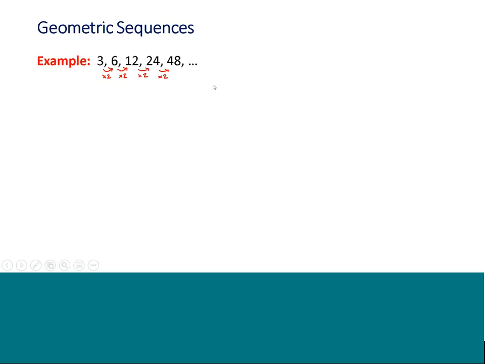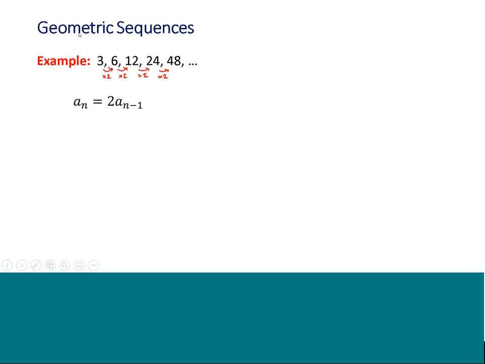Now, why would I actually do this more than once? There are some sequences where to get the next term, maybe between these first two you'd multiply by 2, but in these next two you'd multiply by 3, and the next one you'd multiply by 4. And so it's not a constant number that you multiply by each term to get the next term. Those are not a problem, but they're not geometric.